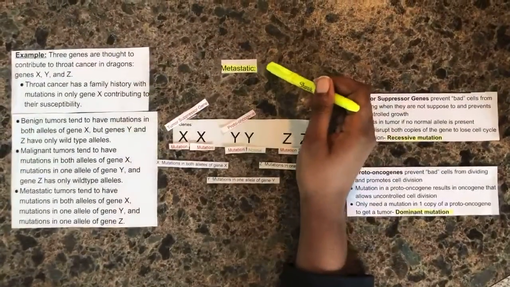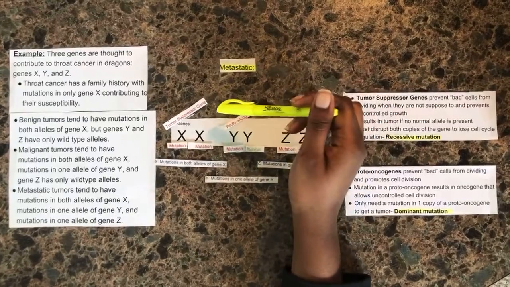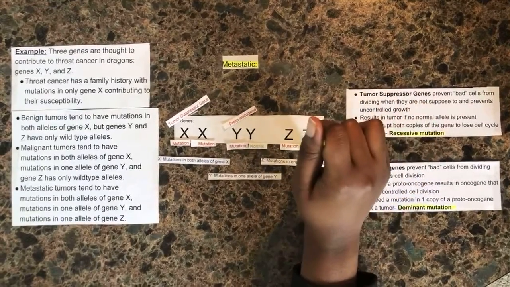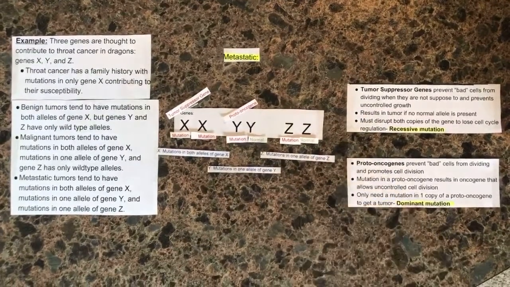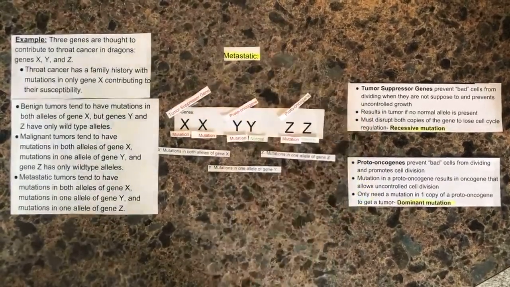In metastatic tumors, we still have the same setup as the malignant tumor, but now we have a mutation in one copy of an allele in gene Z. This also means that this is the dominant mutation, and we can say that gene Z is a proto-oncogene.